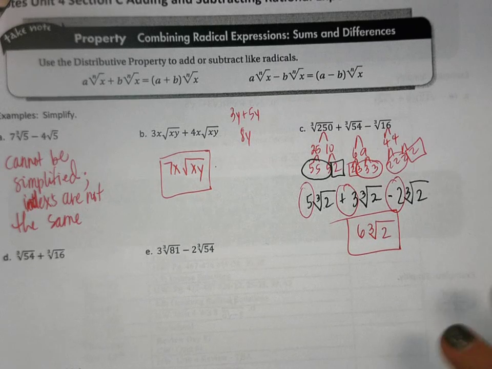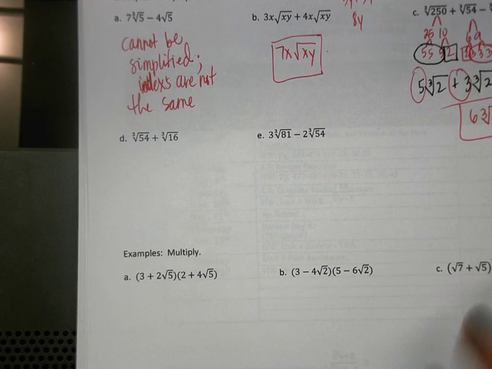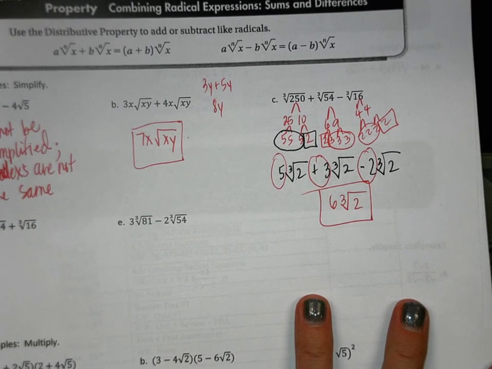Okay, so I'm going to give you about a minute. I'd like you to try D on your own. Yes. Sorry, it was 6 cubed root of 2. I'll put that back there for you for a minute.